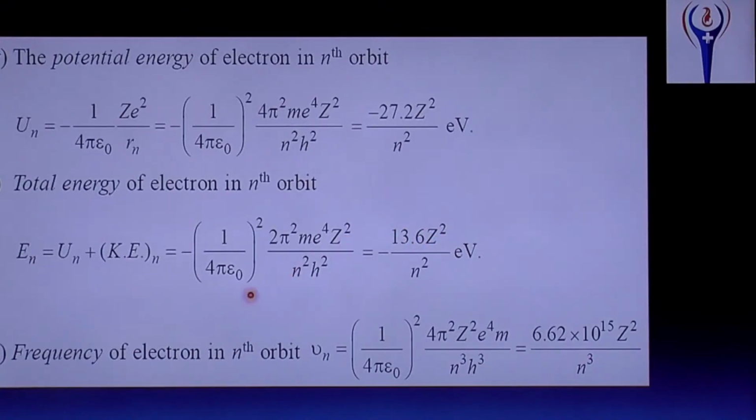And the frequency of the electron in the nth orbit is 6.62 into 10 power 15 Z square by n cube. This is the derived and simplified formula, obtained by substituting the values of 4, pi, e, h cube and epsilon naught. The formula is 6.62 into 10 power 15 Z square by n cube.